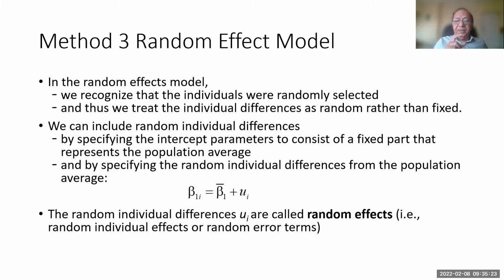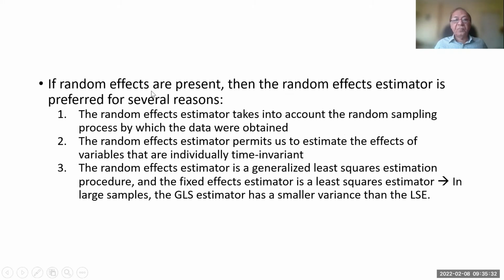The random individual differences, errors are called random effects, that is random individual effects or random error terms. If random effects are present, then the random effects estimator is preferred for several reasons. The random effects estimator takes into account the random sampling process by which the data were obtained, because we have taken up the samples.